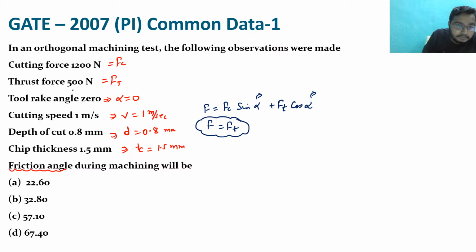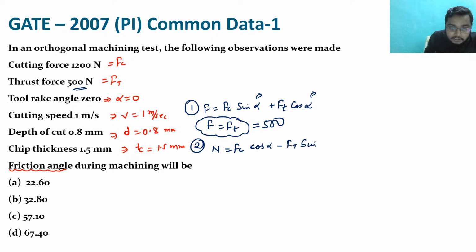So what is Ft? Ft is 500 Newton. This is equation 1. The next equation is N is equal to Fc cos alpha minus Ft sine alpha. Now put alpha equal to 0, then N is going to be your Fc, which is 1200 Newton. Clear? Now you have got the value of F and the value of N.